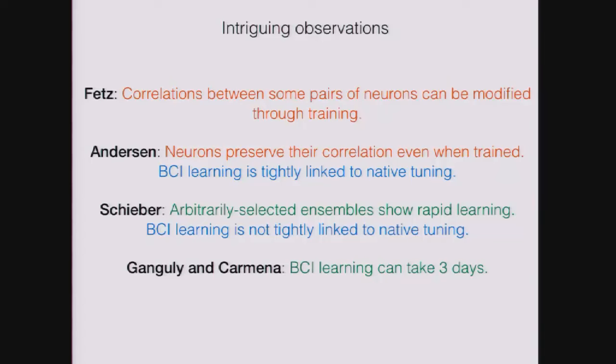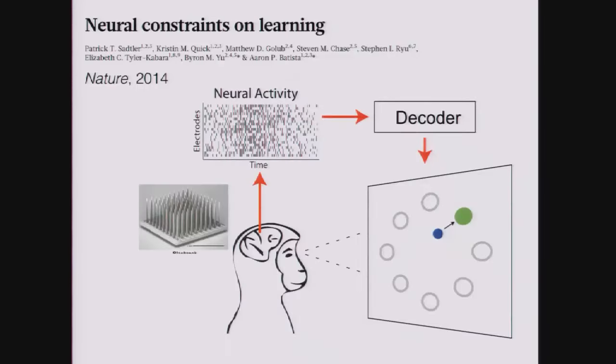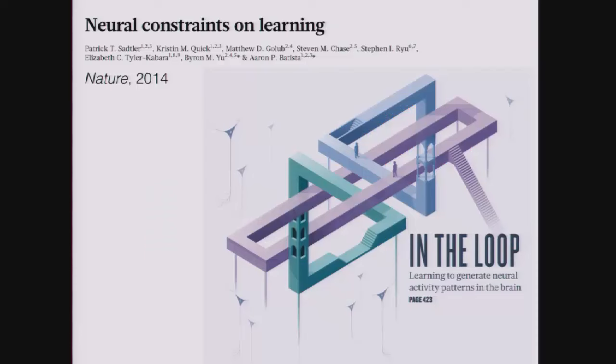Okay, so this is work by Patrick Sattler, his PhD thesis project, and Byron Yu and I jointly advised Patrick on this project. Okay, this is a little fanciful illustration of the ideas that I want to describe. Okay, so we are using the standard Blackrock array. We're recording the activity of 90 neurons. The animal is controlling a BCI in a 2-dimensional space.